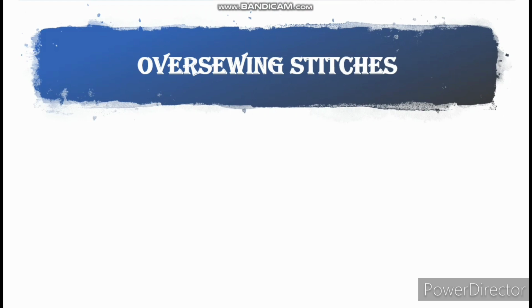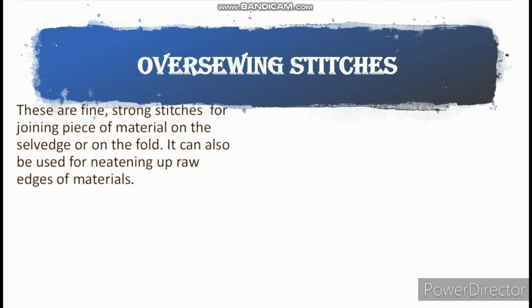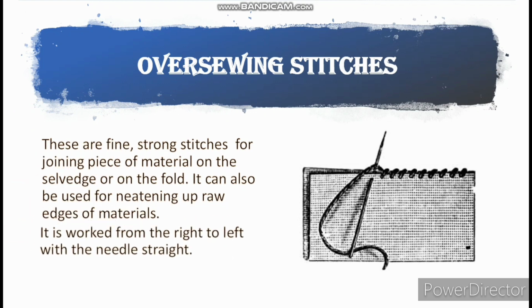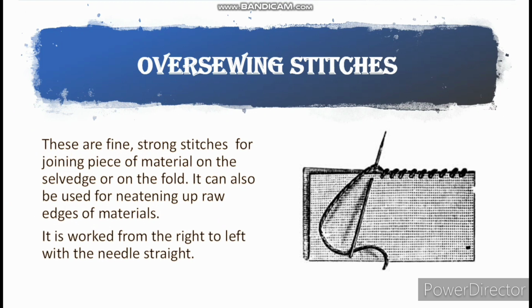Oversewing stitches. These are fine, strong stitches for joining pieces of materials on the sleeve edge or on the fold. It can also be used for knitting or raw edges of materials. It is worked from the right to the left with the needle straight.